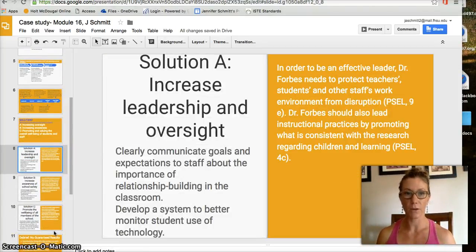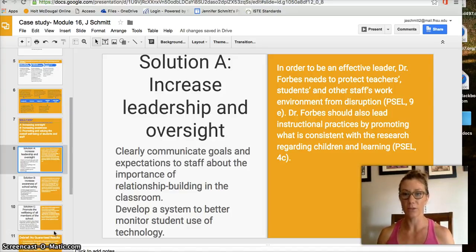So solution A, the increased leadership and oversight, is more of an internal solution within the school building. I would clearly communicate the goals and expectations to the staff about the importance of relationship building in the classroom. And secondly, I would develop a system to better monitor student use of technology inside our buildings.